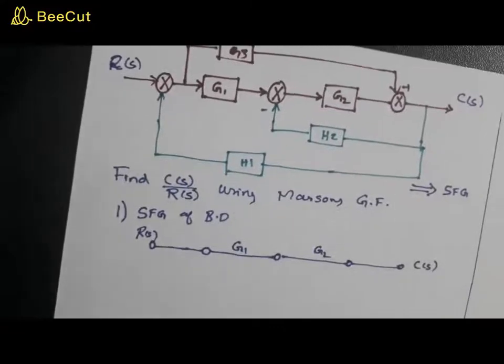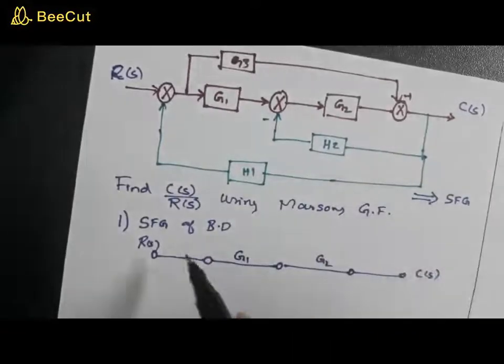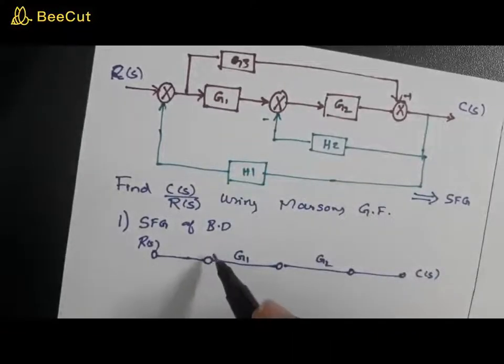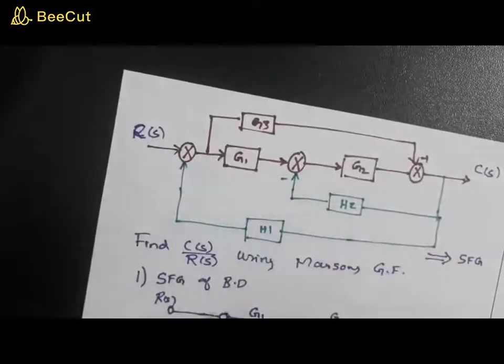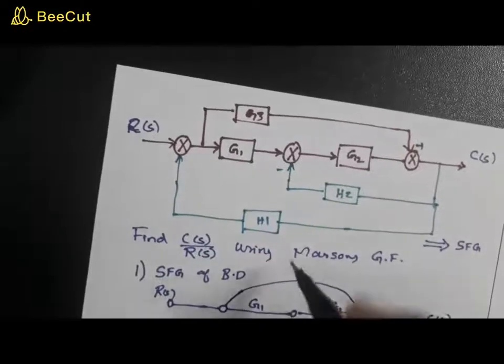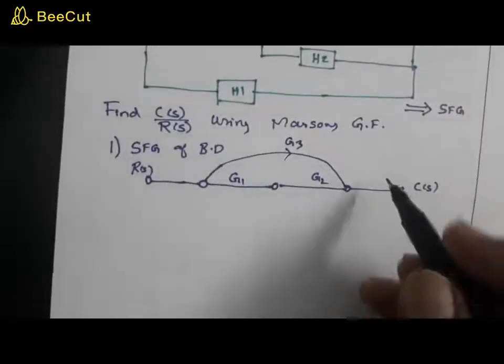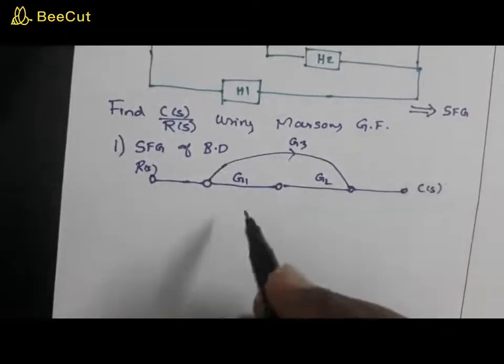Now let's draw the forward path. You have one more G3 block, which you can draw from this node and it comes to this one. So this one is your path, and the transmittance is G3. Transmittance is G3, and it goes on like that.